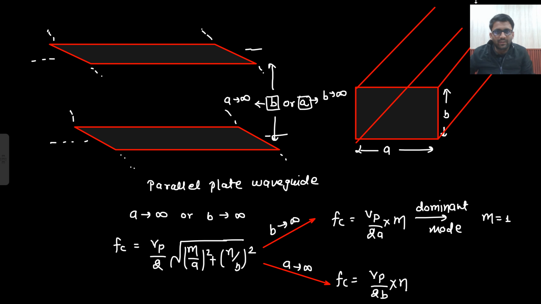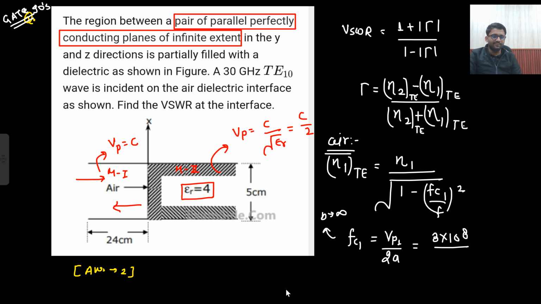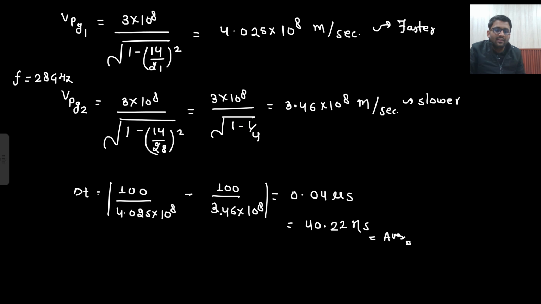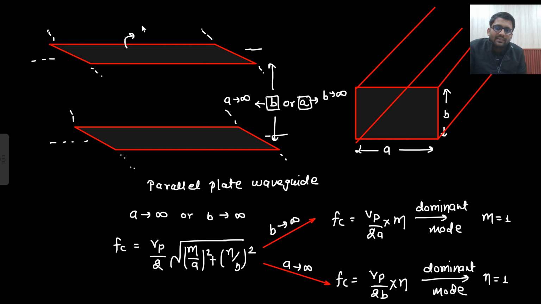Are you getting this point? Again, let me pause the video. Okay. So what I was explaining, M equals to 1 or N equals to 1. So here also, if you put N equals to 1, then this will be the dominant mode. The formula will be the same only. Either you use Vp by 2A or Vp by 2B, the formula comes out to be the same. Right? And the mode for this is defined as TED mode or TMD mode, where this length B or A is equal to D.